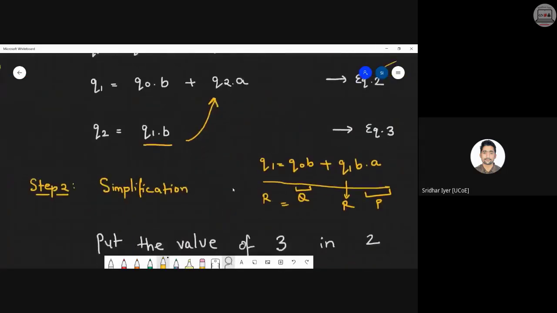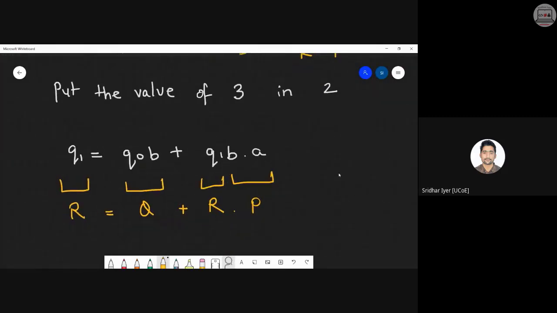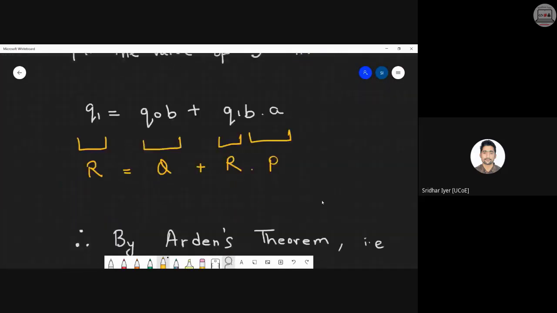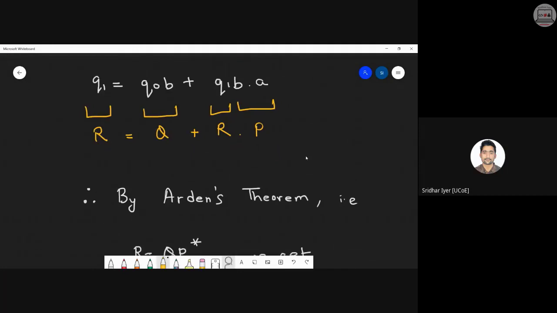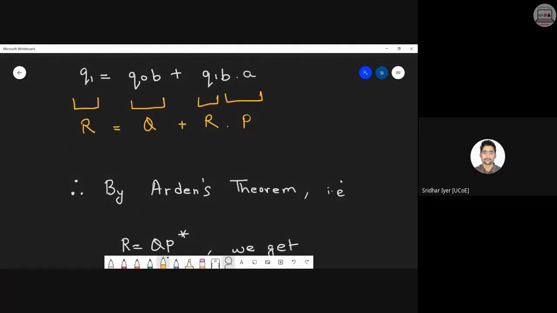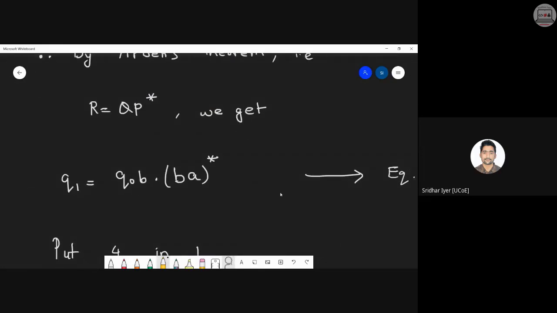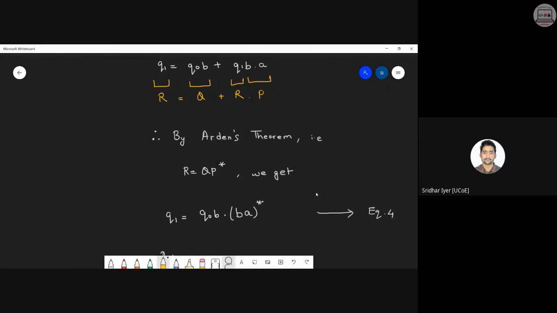So now the same thing is happening over here. I have put the value of equation 3 in equation 2. I got something like this: R is equal to Q plus RP. Hence, by Arden's theorem, I can say that R is equal to QP closure. That is, I will get something like this. R is equal to QP closure. Why? Because my R is Q1. Q is nothing but Q0B. So I've written Q0B over here. And P closure. P is this term BA.